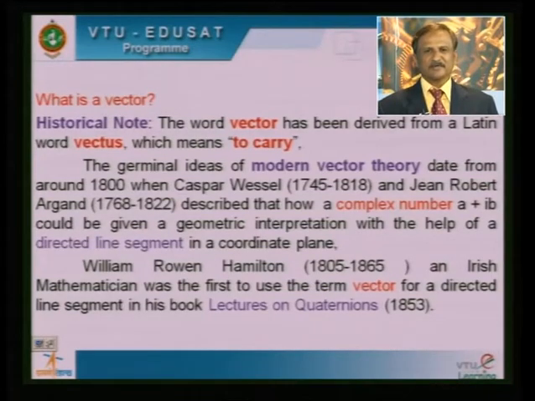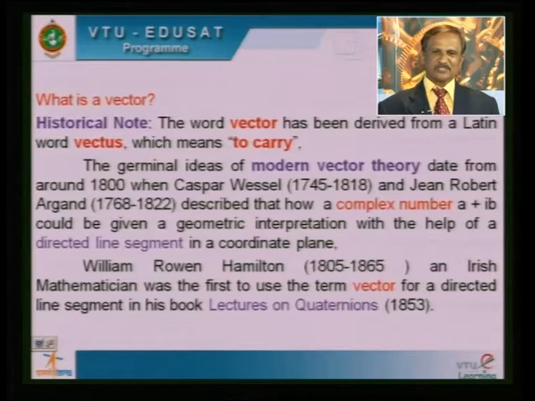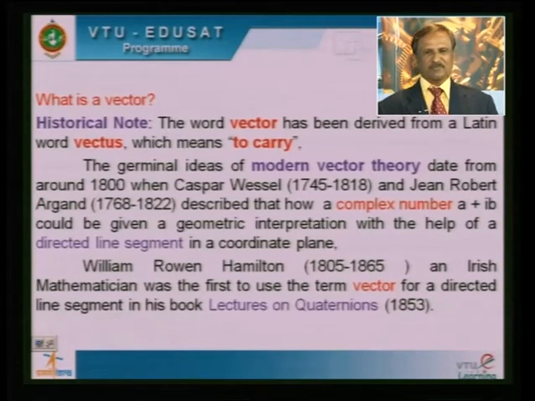Friends, we are already familiar with a complex number, right? How do we represent a complex number? We will write a complex number in the form of a plus ib, or x plus iy, where x is the real part and y is the imaginary part. Or if I write a plus ib, a is the real part, b is the imaginary part. Is it clear? So now we want to represent a plus ib as a directed line segment. That we will come to know from these scientists, right?